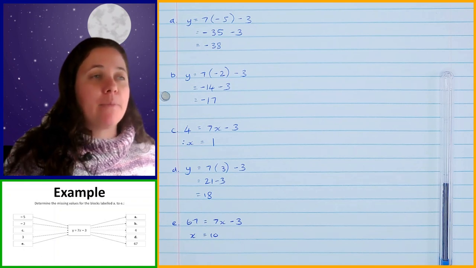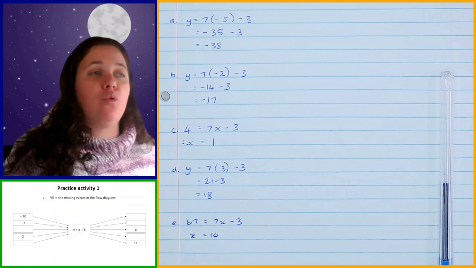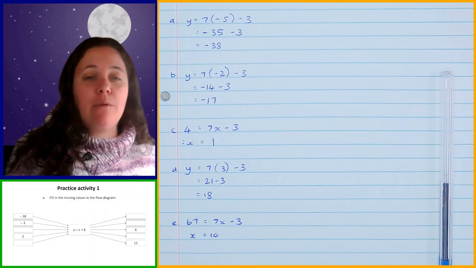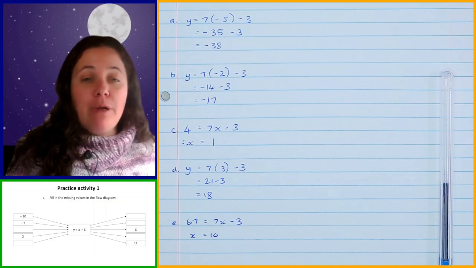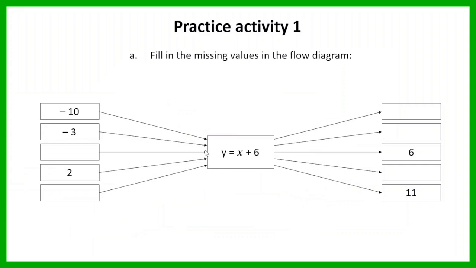Okay, so now I'm going to give you one that you're going to work on for yourself. In this one, I'm going to give you 3 minutes to do it, and you need to find these output values over here, the first two and the fourth one over there, and then you've been given 6 and 11. You have to find the input values for that. So I'm going to give you 3 minutes to work on this flow diagram.